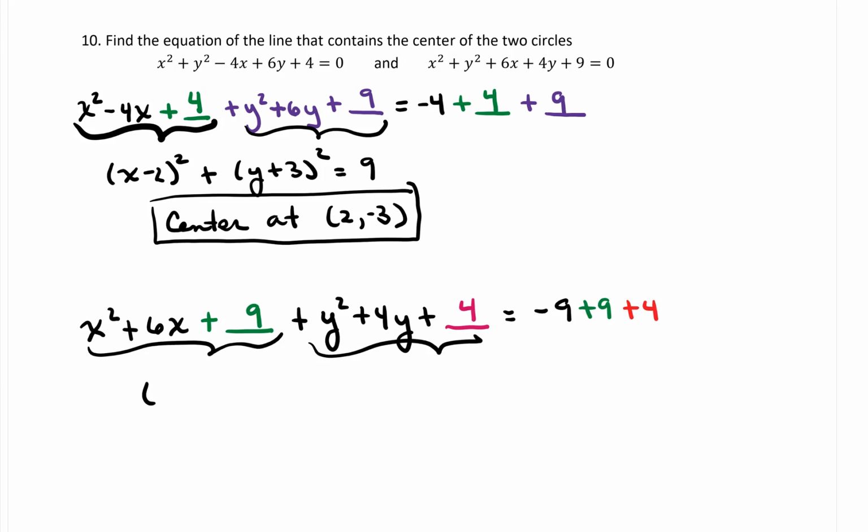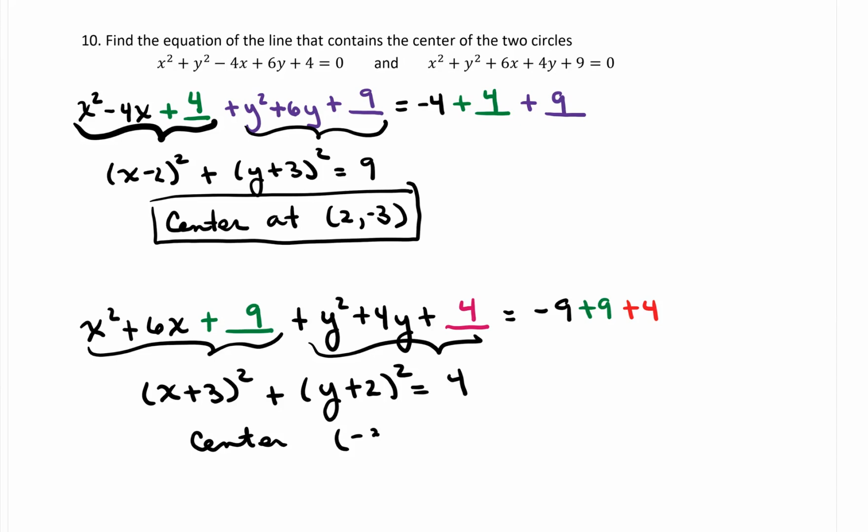And so our first perfect square, x squared plus 6x plus 9, is x plus 3, quantity squared, plus y squared plus 4y plus 4, that is y plus 2, quantity squared, equals, well, the 9's cancel and we're just left with 4 on the right-hand side. And so in this case, we can see that our center, h, k, opposite signs, is negative 3, negative 2.